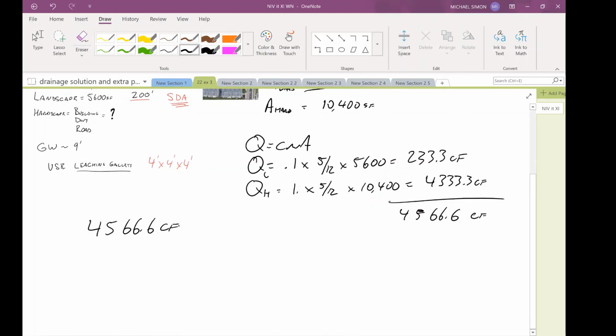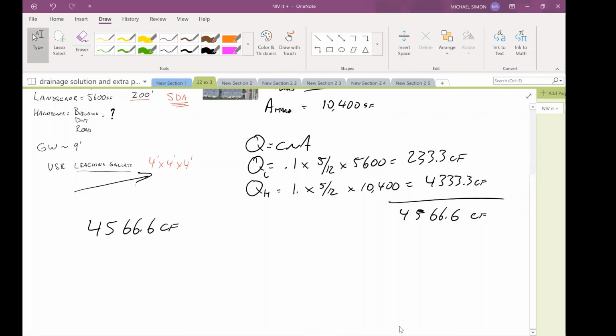Okay, so if we take that total amount, 4566.6 cubic feet, we got to put that into a leaching galley. So leaching galleries are not something that we looked at yet. We haven't talked about the capacity of them, but I did show you on the drainage PowerPoint what they look like, and also I put up a cut sheet for it. And what I was hoping that you were going to do, and some of you did, is you looked a little bit deeper into that cut sheet, and that PDF was also included in the drainage package as kind of a hint to, hey, look this way. It also shows up in the video as well.